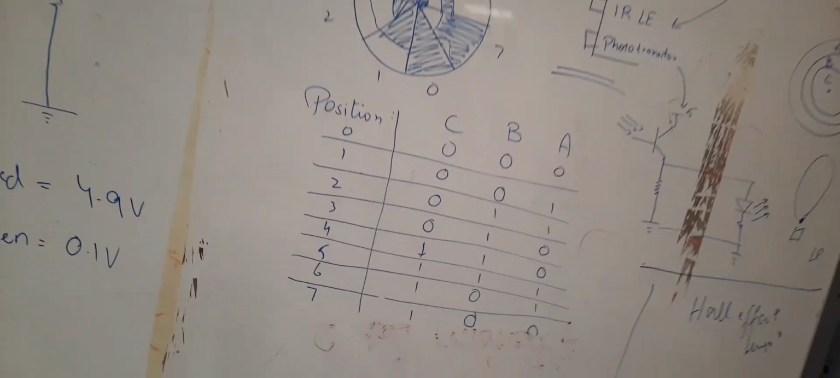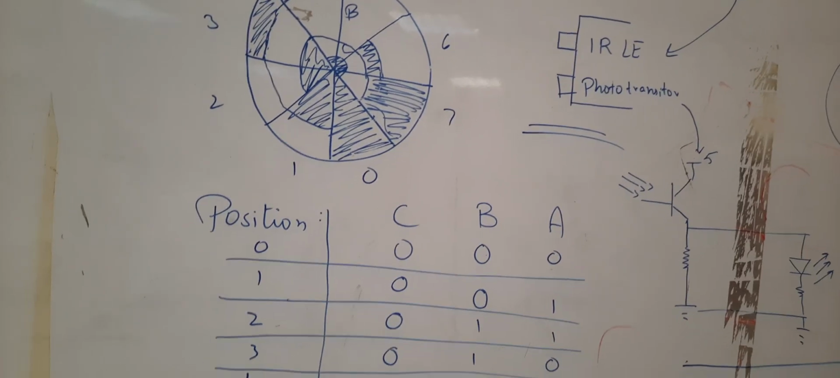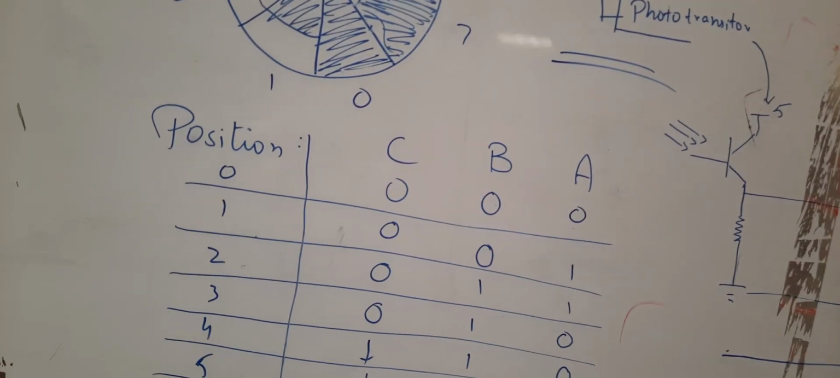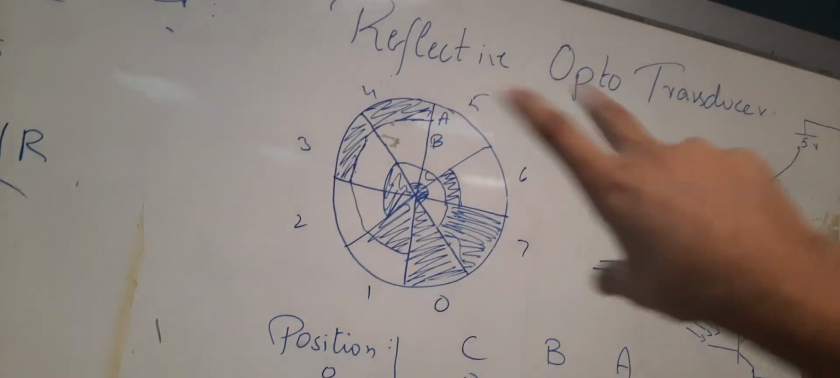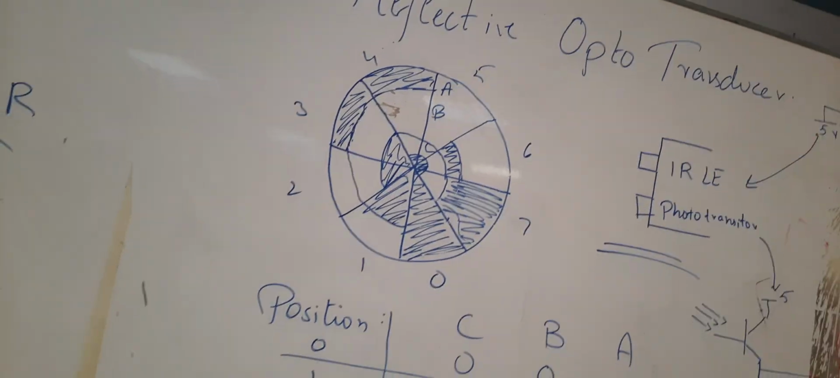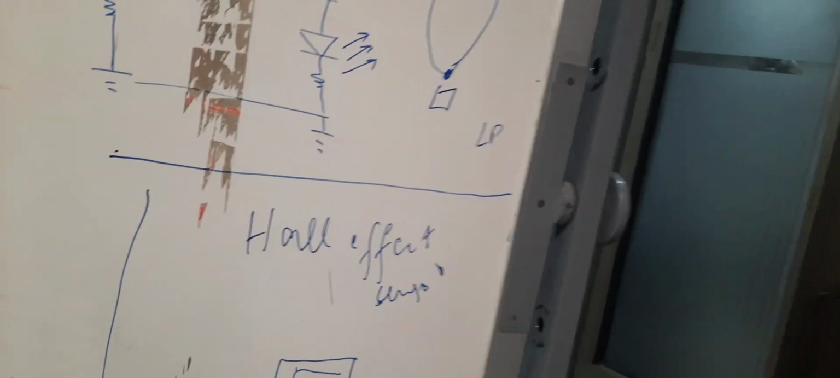This assembly is used to find RPMs as well as the exact angle of the disc, because every angle has a different output. If you want to increase the resolution, you can increase the number of patterns. So this was all about the reflective optotransducer. Third one is the Hall effect sensor.